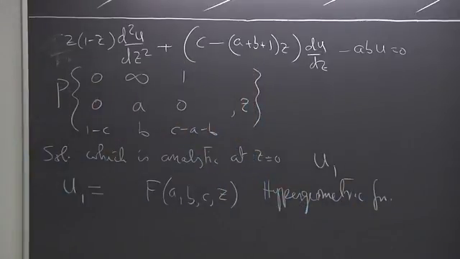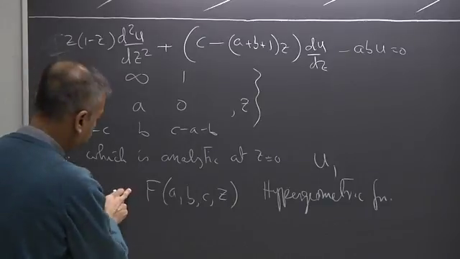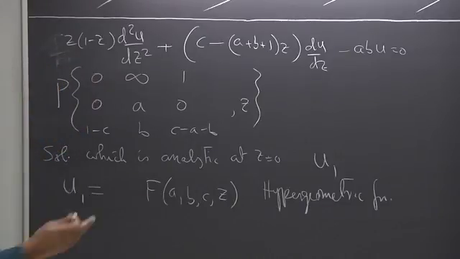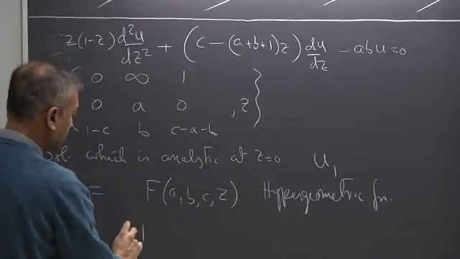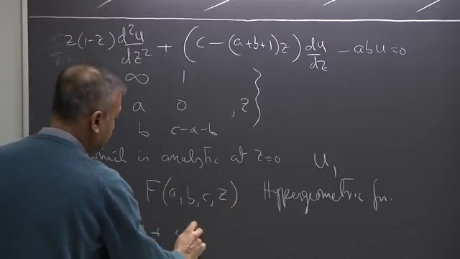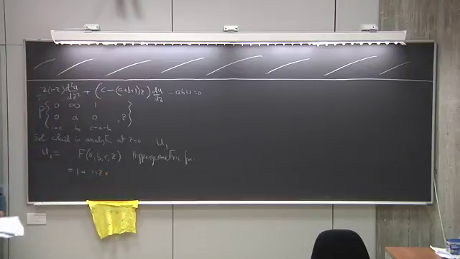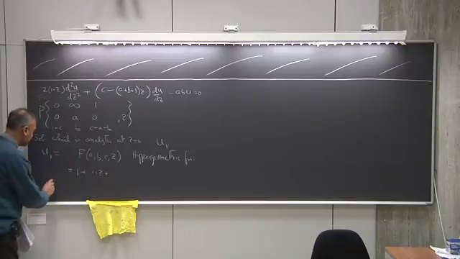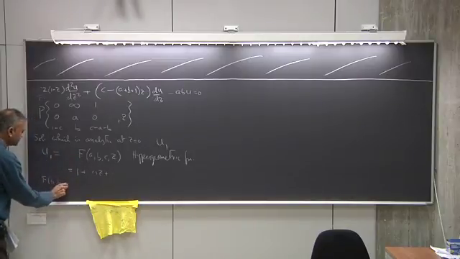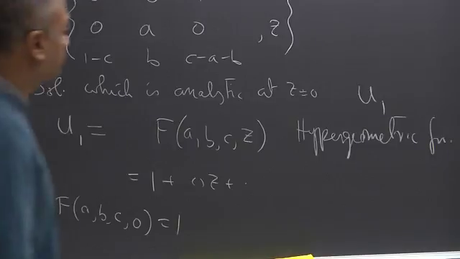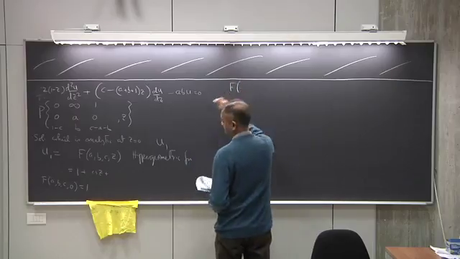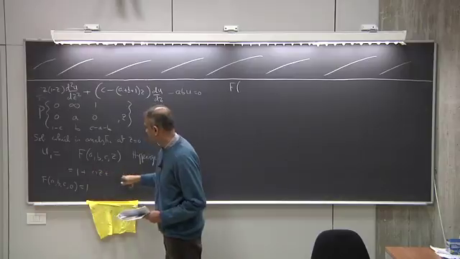Obviously, given a solution u1, I can always multiply by some number and it will again be a solution. So we normalized it such that when I make a series expansion, it starts with 1, plus some coefficient times z, and so on. So we normalize it so that the constant term is 1. In other words, F(a, b, c, 0) is 1.